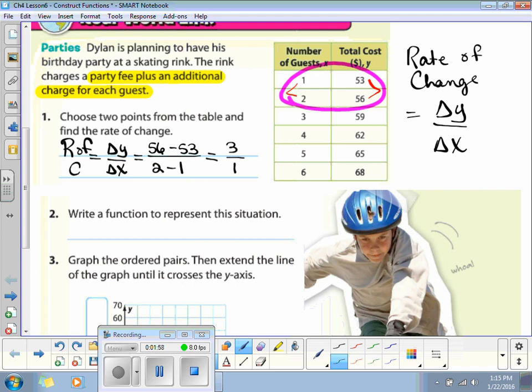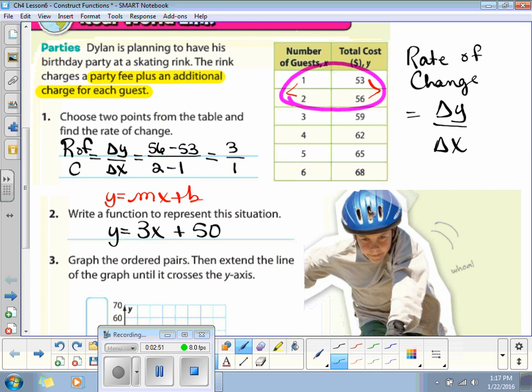Now it says write a function to represent this situation. We can already start to write this equation with the rate of change in place of the slope. Our equation format would be y is equal to mx plus b. We have the m, so y is equal to 3x. Now we just need to know what's the b. How do you know it's 50, Caitlin? Because the rate of change is 3 over 1, so it's 3 plus a party fee. Very good. We add the party fee, which is $50. So 3x plus 50.